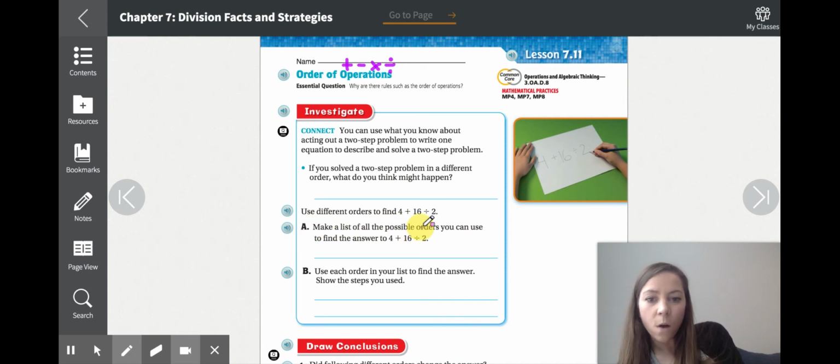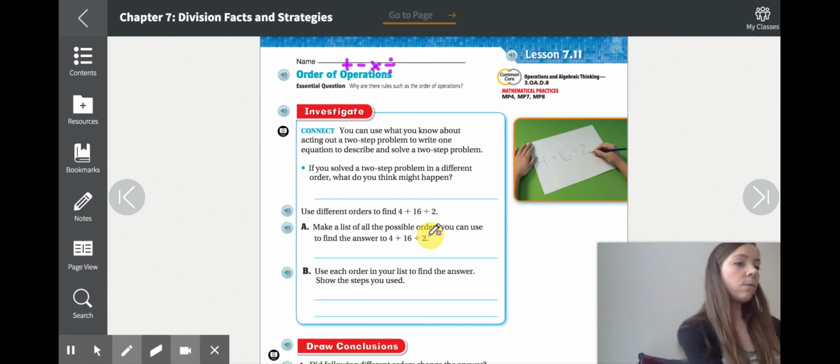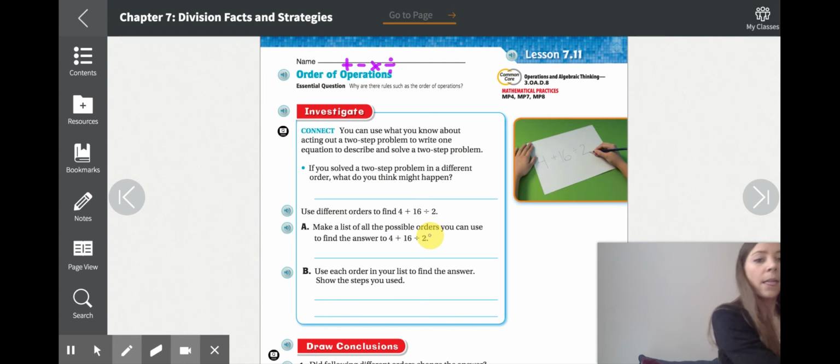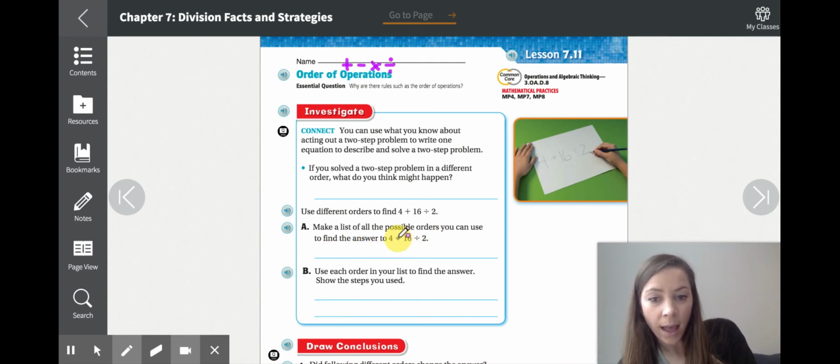It says make a list of all the possible orders you can use to find the answer to 4 plus 16 divided by 2. Well, one order I could do is the adding first and then dividing. So I could add and then divide. Or the other order I could do is divide right here, the 16 divided by 2, and then add the 4.